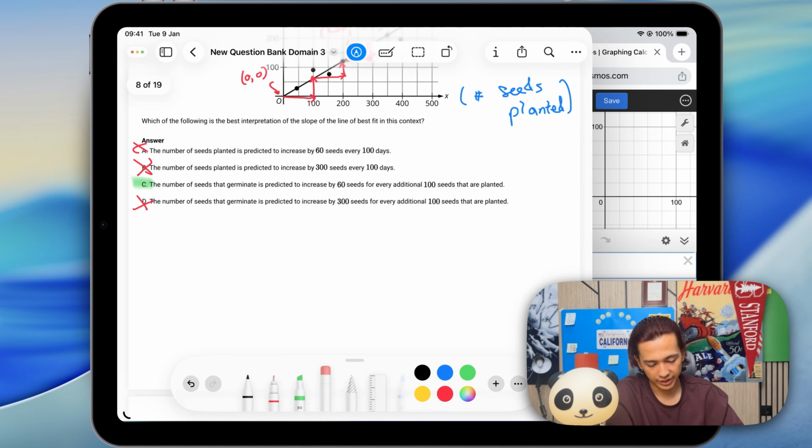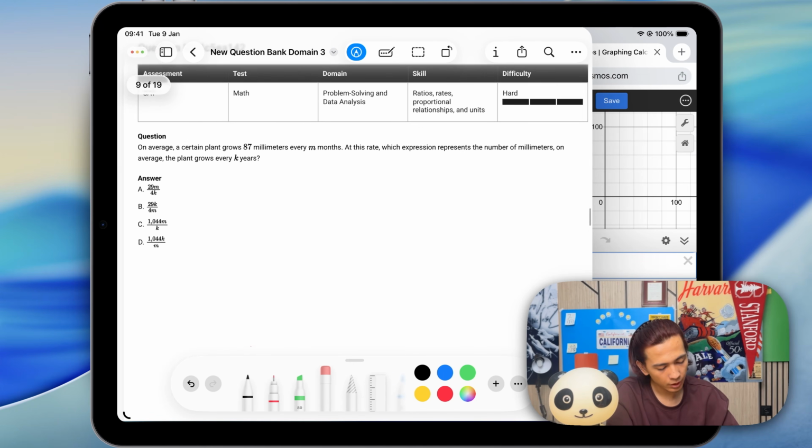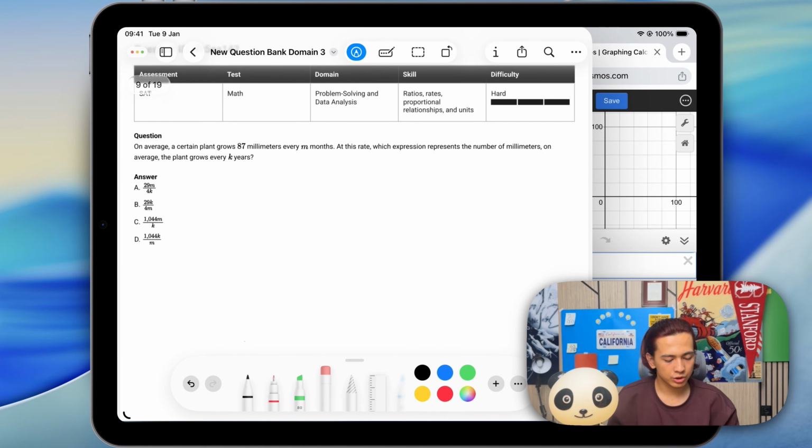Let's move on to the next question then. We have this: on average, a certain plant grows 87 millimeters every m months. At this rate, which expression represents the number of millimeters on average a plant grows every k years? This is a stupid question.